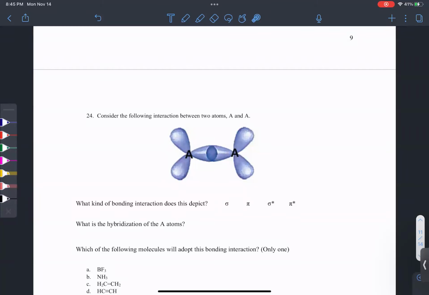So the question here on chat says, shouldn't Cl be 2p, not 3p? No, so remember, it's only valence electrons that are participating in chemical bonding. So the unpaired electron is in the valence shell, which happens to be in the 3p orbital. But if this was fluorine, it would be 2p. Okay, other questions?